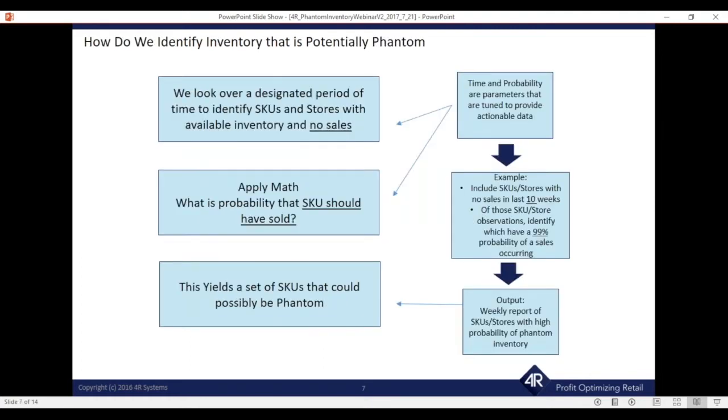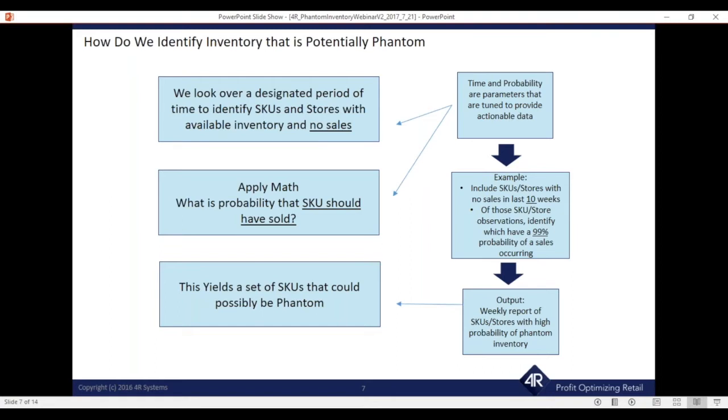So how do we at 4R identify inventory that is potentially phantom? We look over a designated period of time to identify SKUs in stores with available inventory and no sales. We then apply math. What's the probability that SKU should have sold in that store during that time period? And this yields a set of SKUs that could possibly be phantom.